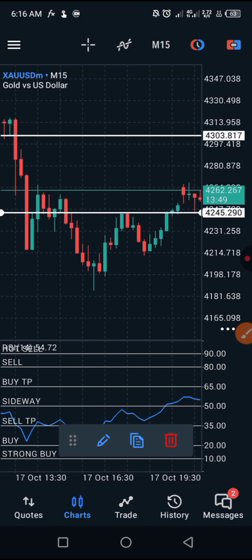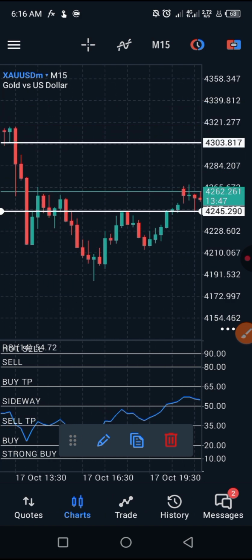Okay, so let's check now. We've seen about two bearish engulfing. One is currently a resistance, while the other is currently a support, since price is currently at 42.61 and is above it. So next we're going to look out for evening star.